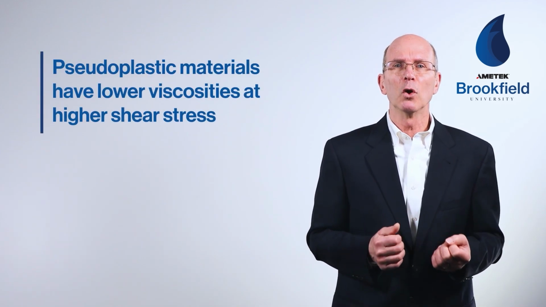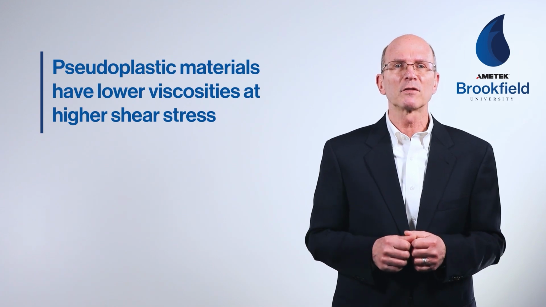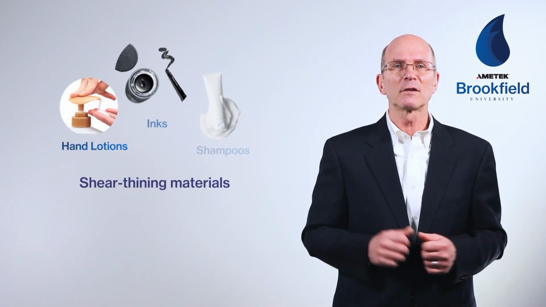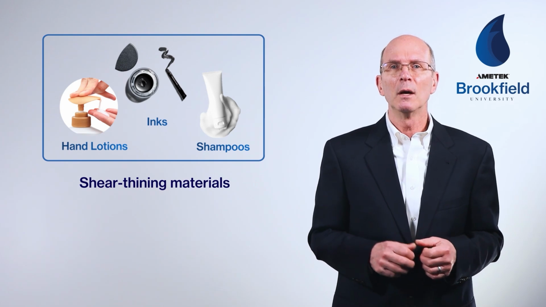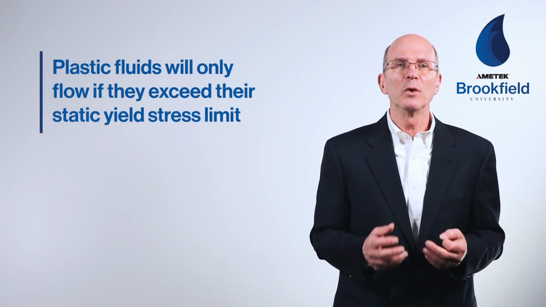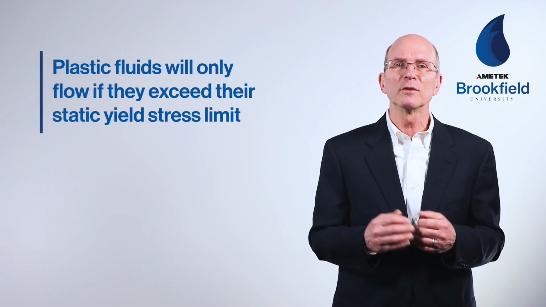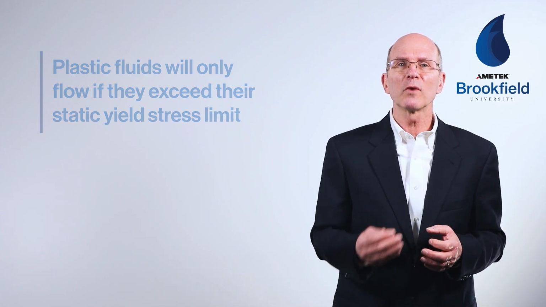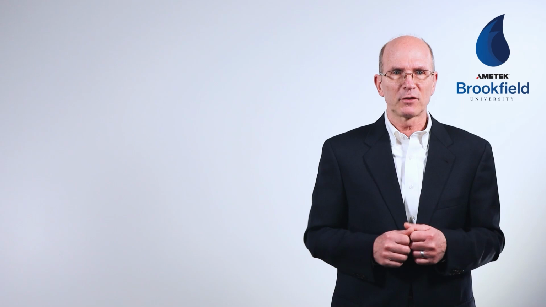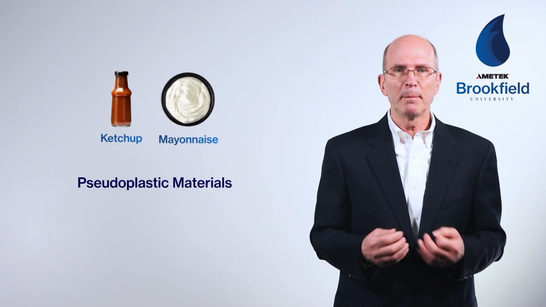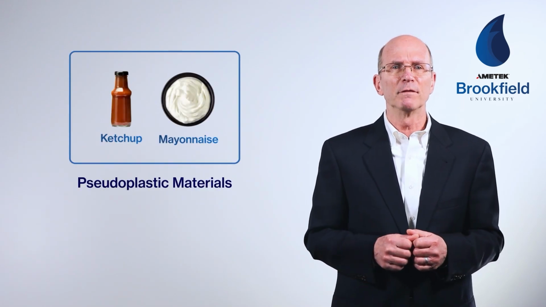Pseudoplastic materials have lower viscosities at higher shear rates. Hand lotions, inks, and shampoos are examples of shear thinning materials. Plastic fluids will not flow until their static yield stress value is exceeded. Once this stress value is exceeded, plastic fluids typically exhibit pseudoplastic behavior. Ketchup and mayonnaise exhibit pseudoplastic behavior.